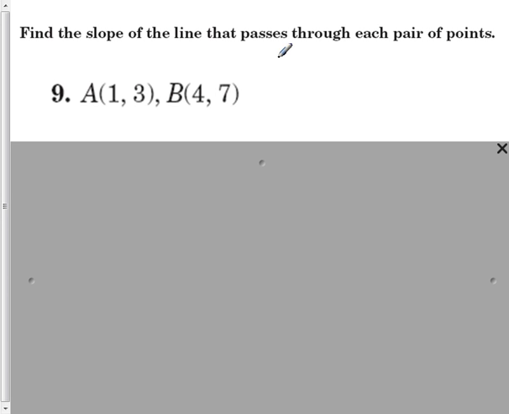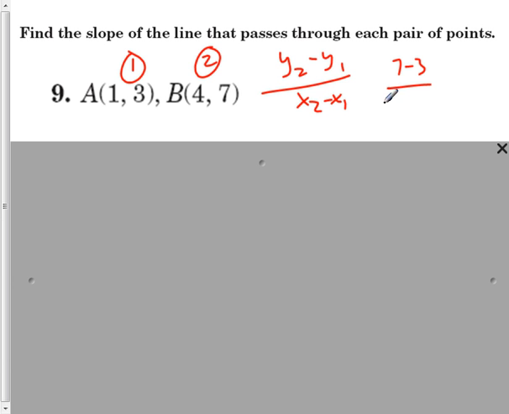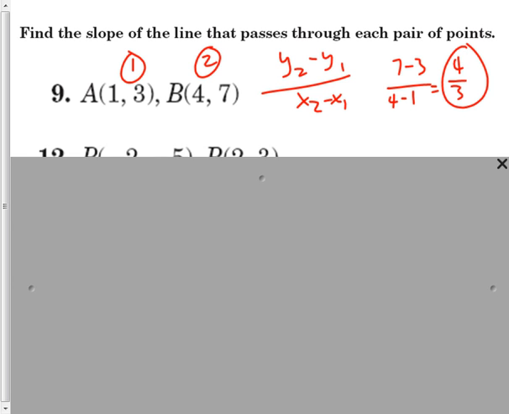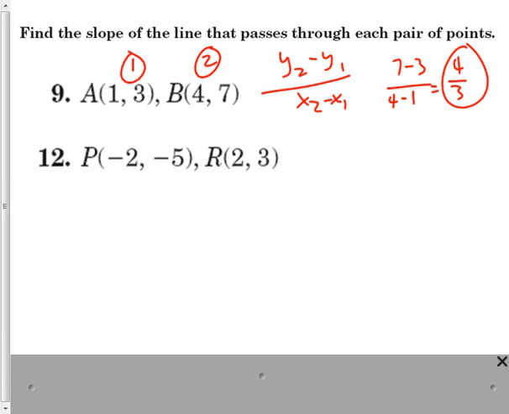Okay, and now we want to use y2 minus y1 over x2 minus x1. So since 4 would be further to the right, I'm going to say that point B is going to be my point 2, and point A will be my point 1. So I'm going to use y2, which is 7 minus 3, and x2 is going to be 4 minus 1, which gives me 4 thirds, and I'm going to leave that as an improper fraction. So again, the same thing here.